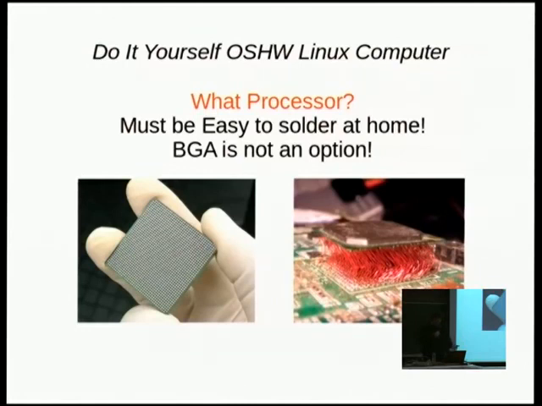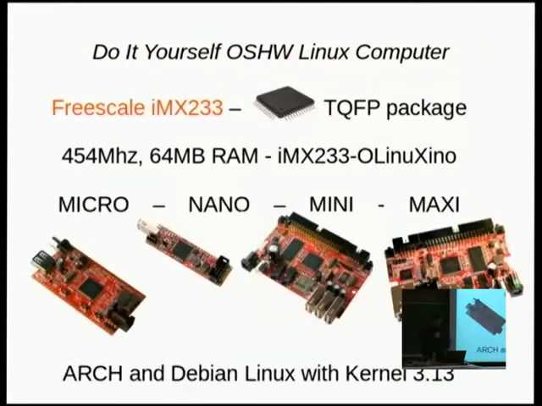We started searching for such a processor, and we found the Freescale IMX233. It's in a soldering-friendly package, TQFP. Of course, you must have some skills with the soldering iron, but many people can solder this at home. So it's not like the BGA you saw on the previous slide. And we made basically a few boards based on this design.